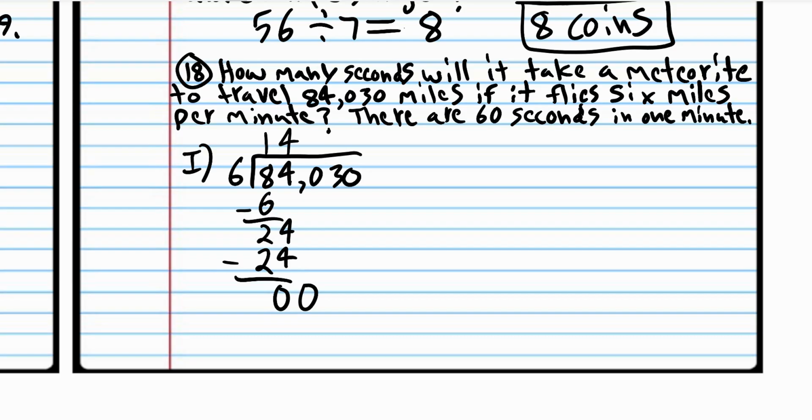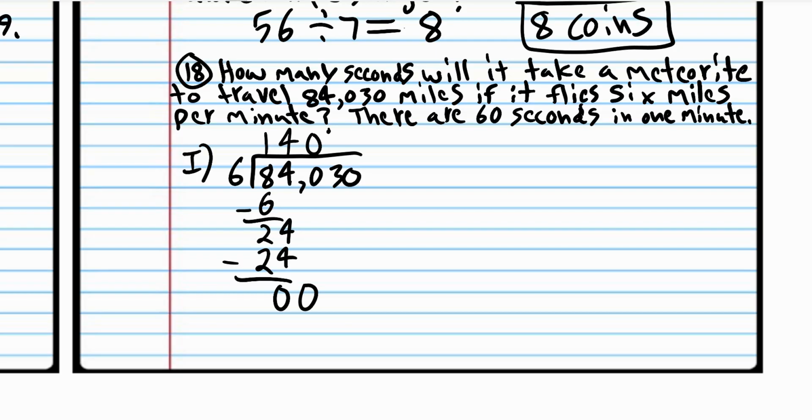6 goes into 0 how many times? So after we brought down the number, 6 still didn't go into our remainder. So if after you bring down the number, 6 still doesn't go in, then you put a 0 up here. And look how I'm lining up these numbers. I'm making sure that the 1 is above the 8, the 4 is above the 4, the 0 is above the 0, so on and so forth. That's going to be important in future classes.